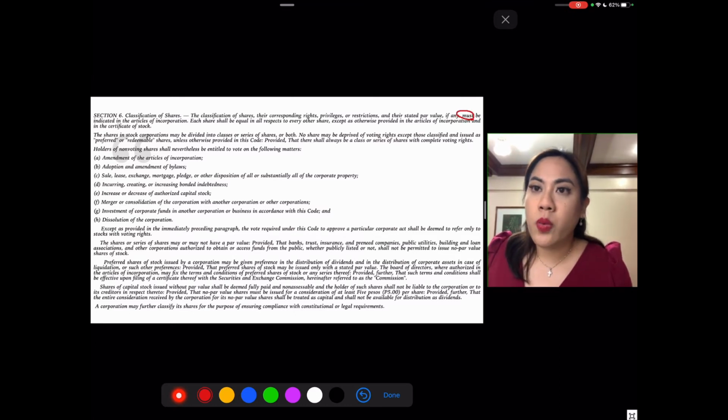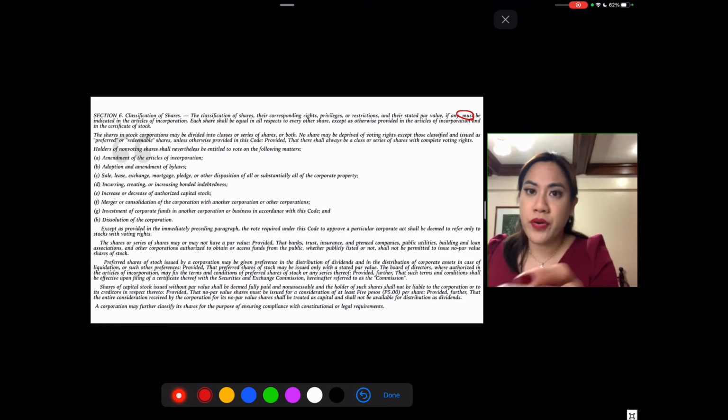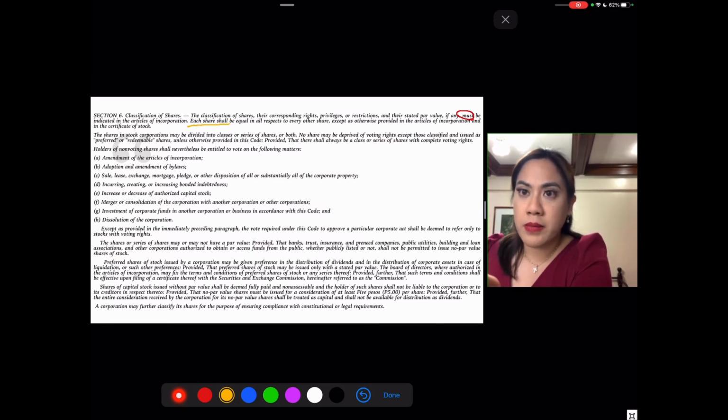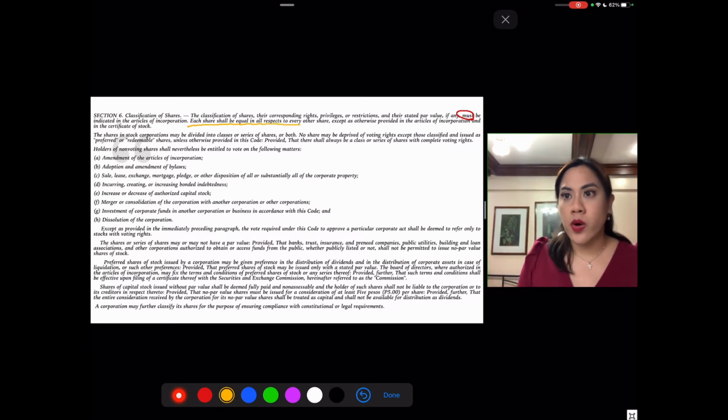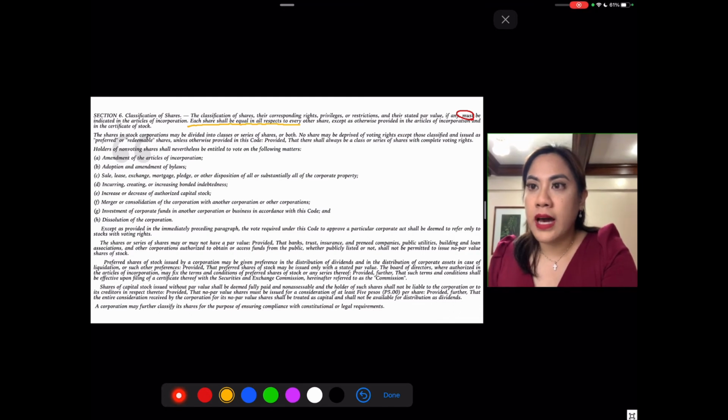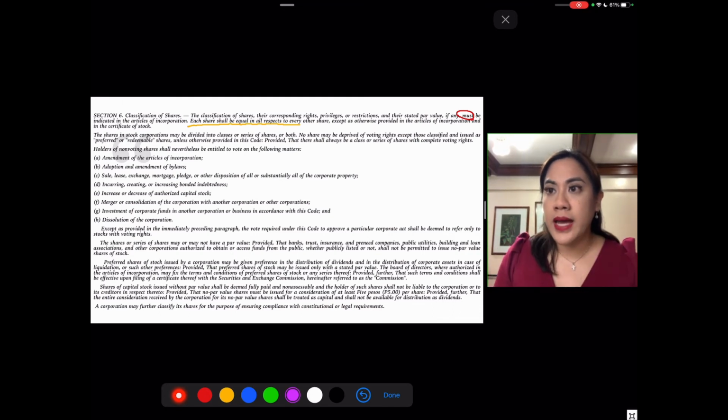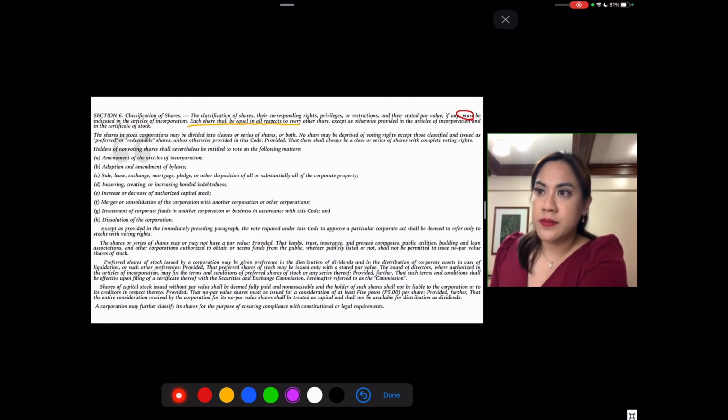Each share shall be equal in all respects to every other share except as otherwise provided in the Articles of Incorporation and in the certificate of stock. So this is a presumption that in the absence of any agreement in the articles and in the certificate of stock, each share shall be equal. Please note that while the classification, the rights and the stated par value must be stated in the articles, when it comes to sharing, it must also be stated in the certificate of stock.